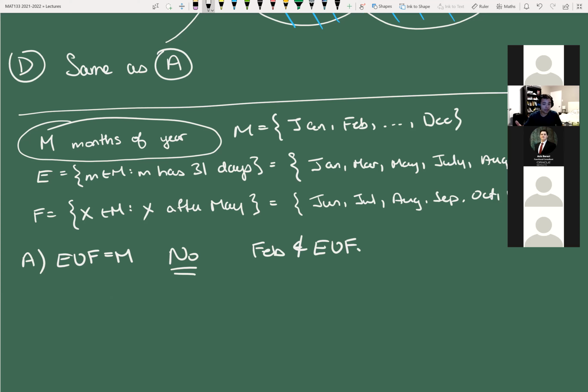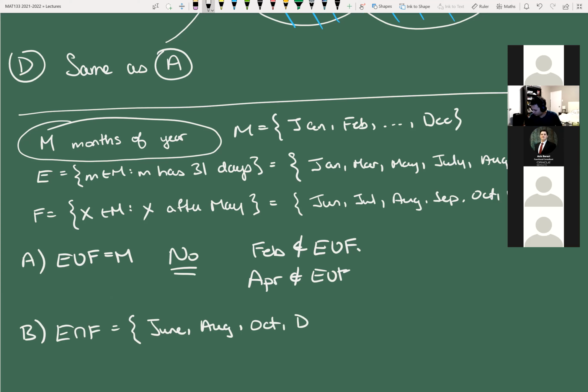Sure, and there's other examples. April is another one. Are those the only two months that are not in here? All right, so January, February, March, April, and then yeah, I think that's it, right? So it's just those two, but it's not everything. Okay, B is that E intersect F is equal to June, August, October, and December. Is that true?